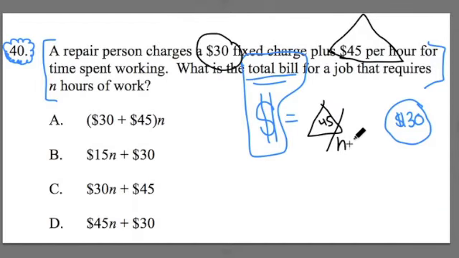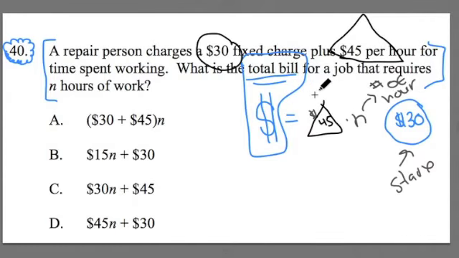So let me simplify this here. $45 I think of as my rate: $45 an hour times N hours. N is the number of hours they work. This is your start. This is the rate that they work. Sometimes we think of rate as slope. Hey, doesn't this look familiar?